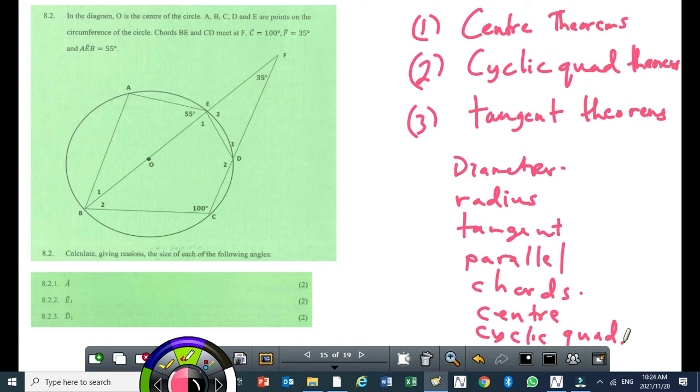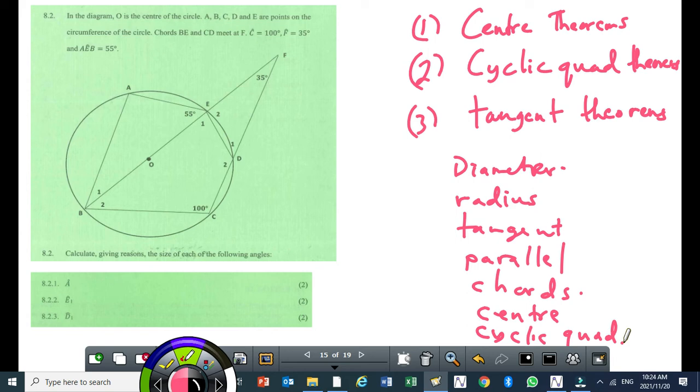Chords. With the chords, you might need to apply your theorem 2, that is, the angle at the center is 2 times the angle on the circumference. Then center, it gives you a clue whether you are going to apply a center theorem or not. Cyclic quad means identify 4 points that are on the circumference. Those 4 points have got theorems related to them. So we must identify them.